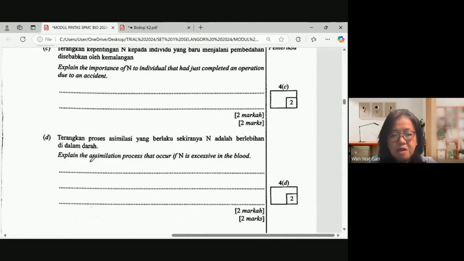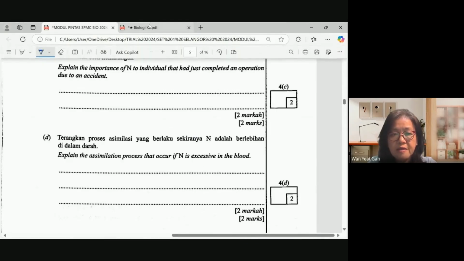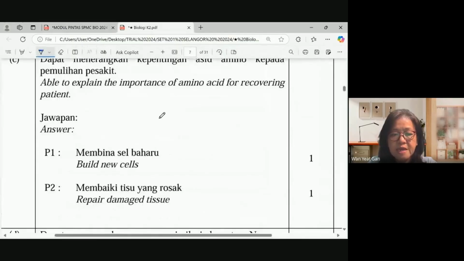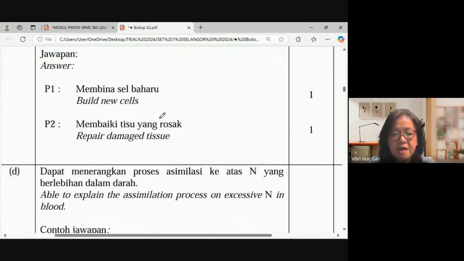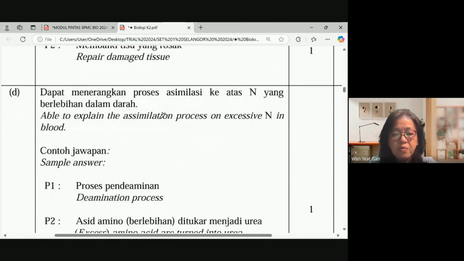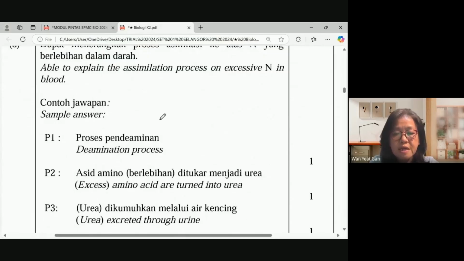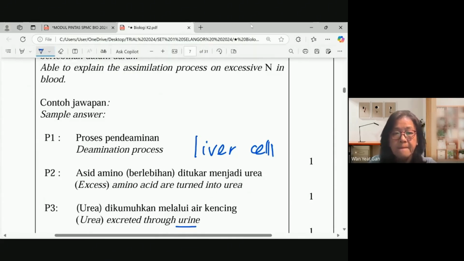Explain the assimilation process that occur if N is excessive in the blood. Now, N, when it's excessive in the blood, it will be deaminated in the liver cell. So the process is called deamination, and in the liver, the excess amino acid will be turned into urea, and then the urea will be excreted through the urine.